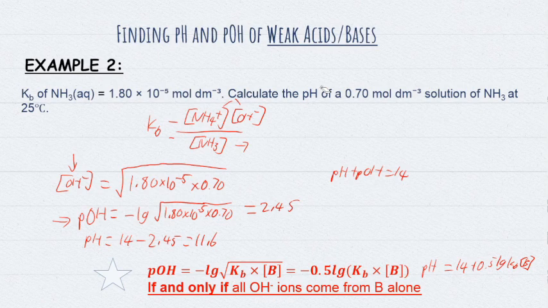and the question wants pH. So do not make that careless mistake of initially putting that as pH. If you did, it should ring some bells. How can ammonia have a pH of 2.45? It doesn't make sense. So that's how you can check your work as well.